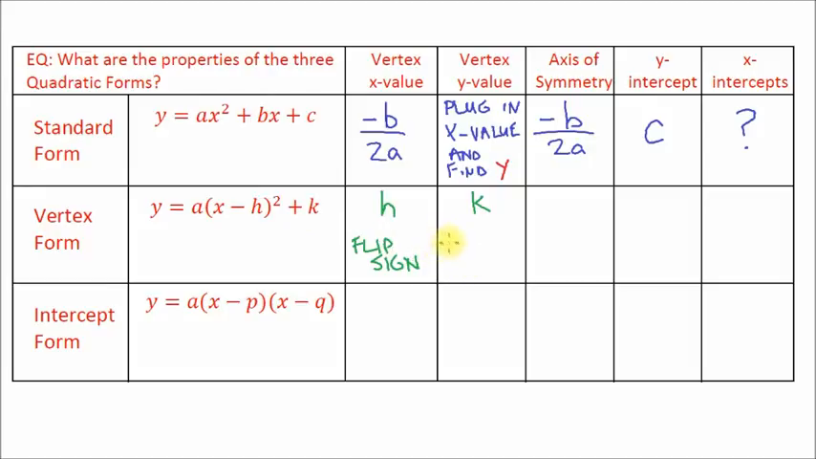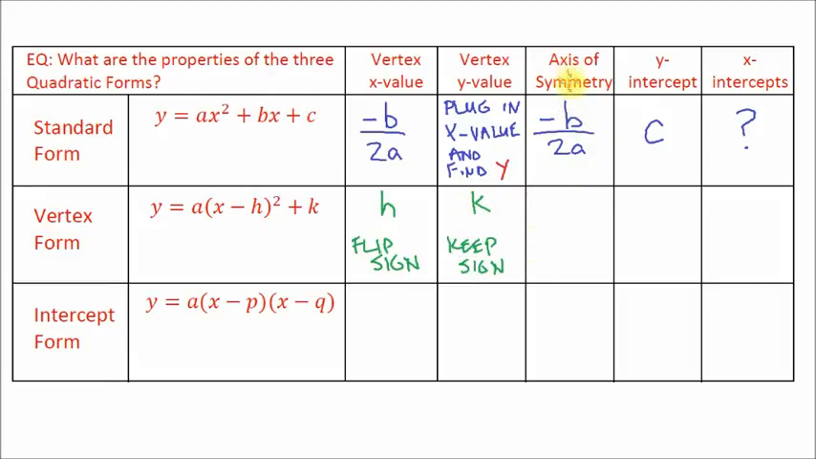Now in this situation, we actually keep the sign. The reason is that in the vertex form, this is a positive or a plus. That means if k is 2, this is going to say plus 2. If k is negative 2, this is going to say minus 2. So the sign in the equation is always the same as the sign of k. So you keep the sign.